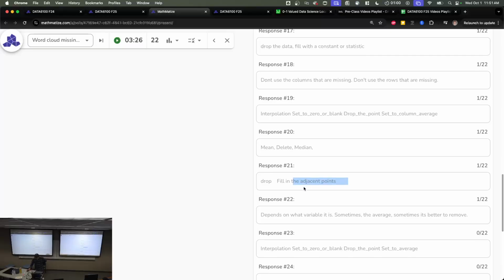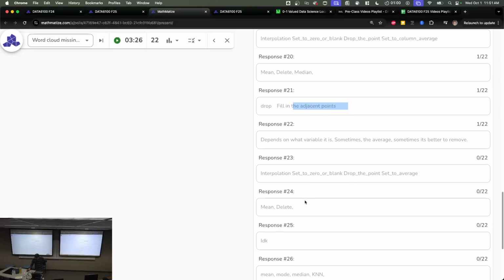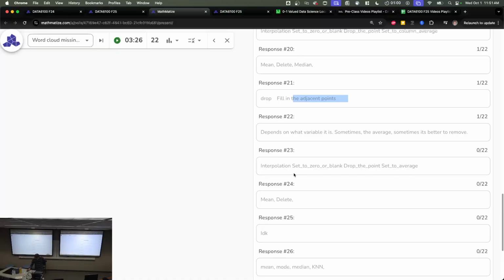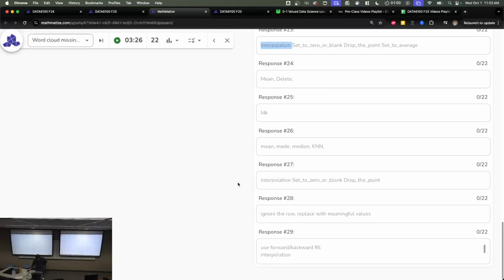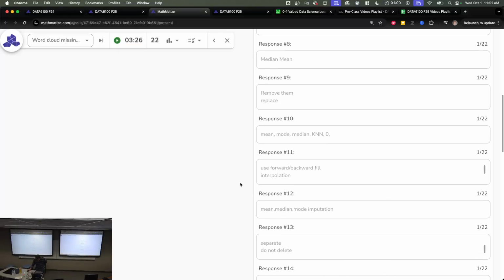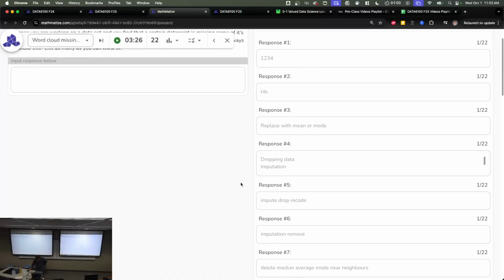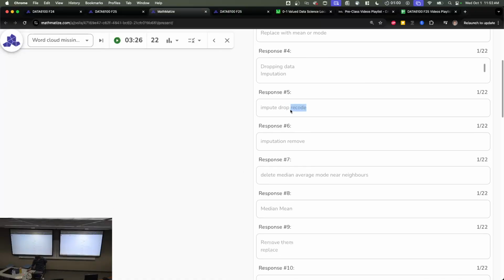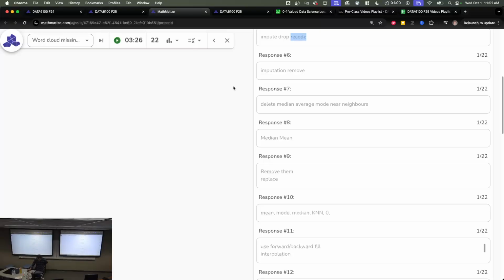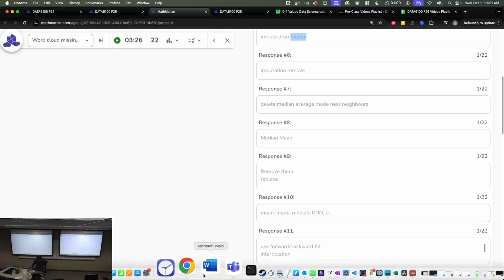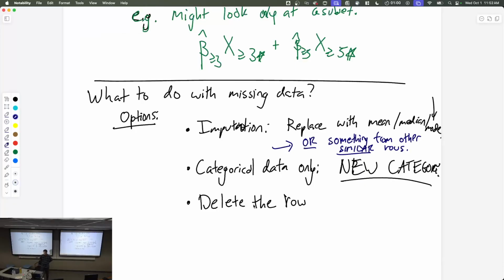Fill in adjacent points. That might be the same kind of thing. Yeah, set to average. Interpolation, this is the same kind of idea. You're missing a value, so you find two values that are nearby and you average them together or something. Okay, very nice. Ignore, replace. Okay, I think those are the main ones people said. Recode is this idea of maybe add a new variable for the one you're missing. I think we got all the ones that people said. Those are the ones that I had. Am I missing any? Does anyone have another idea other than the ones on the board?